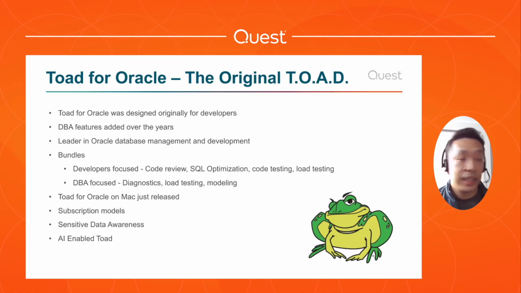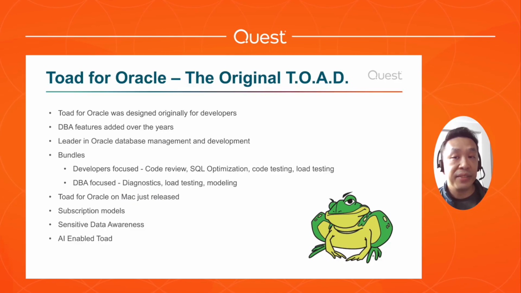And lastly on this list, we've got some really cool stuff that's been coming out. We've got new data sensitivity awareness tools inside of Toad to help you find and recognize where you might have some private or sensitive data in your environment. And we've got some new AI features coming out. It's already out actually, that you can opt into and have AI help you with your coding, right?